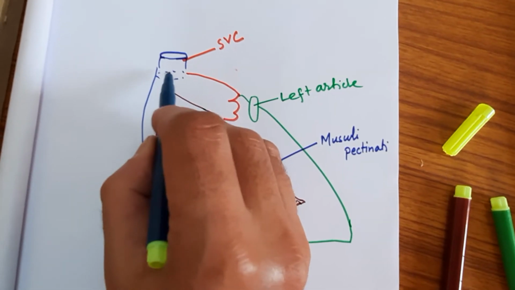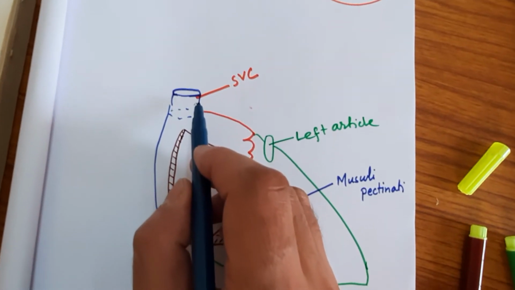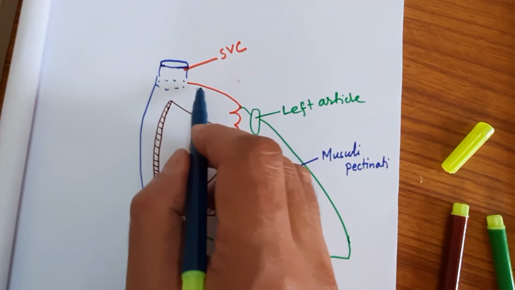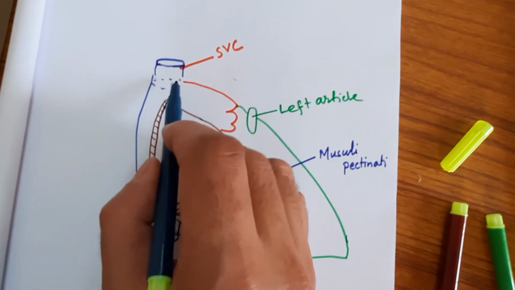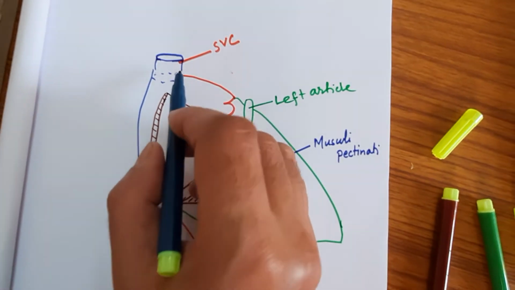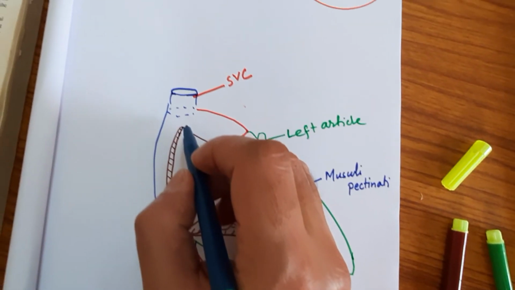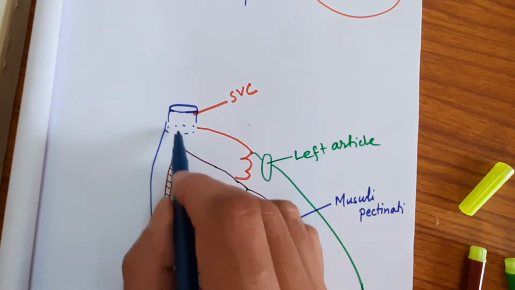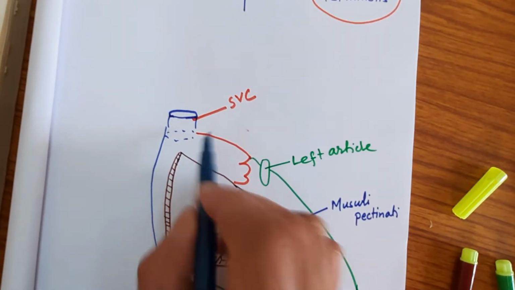Now, this is the superior vena cava. It lies in the upper and posterior part of the atrium, and it is directed downward and forward. It conveys the blood from the upper part of the body. It is not guarded by any valve.